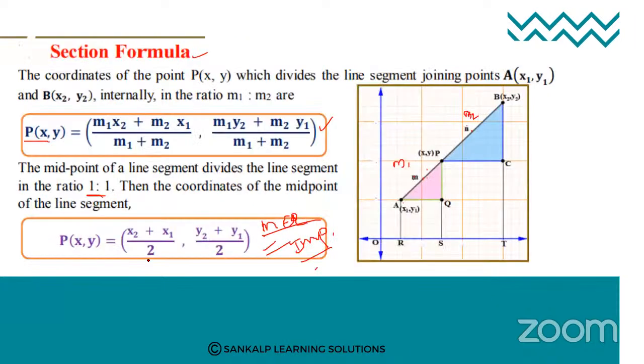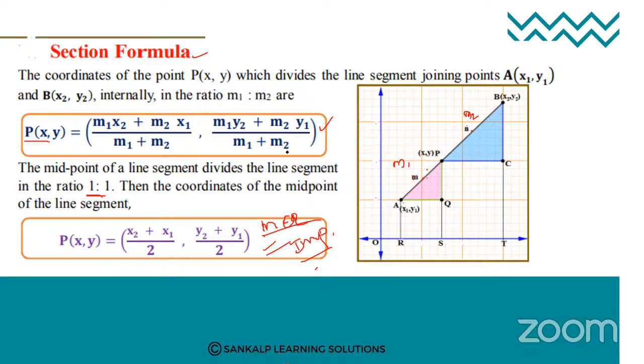Next, what did we see? Section formula. What does the section formula say? If we want to find the point on the line between 2 points that is divided in the ratio m is to n, the line AB divided in the ratio m is to n, or we can call it m1 is to m2, then we use the formula: m1 into x2 plus m2 into x1 divided by m1 plus m2. This formula you already know. And m1 y2 plus m2 y1 divided by m1 plus m2.